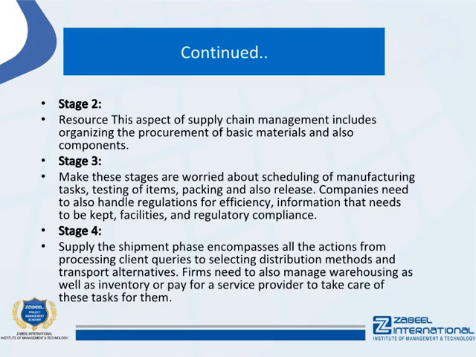Stage 2. Source. This aspect of supply chain management includes organizing the procurement of basic materials and components. Stage 3. Make. These stages are concerned with scheduling of manufacturing tasks, testing of items, packing, and also release. Companies need to also handle regulations for efficiency, information that needs to be kept, facilities, and regulatory compliance.